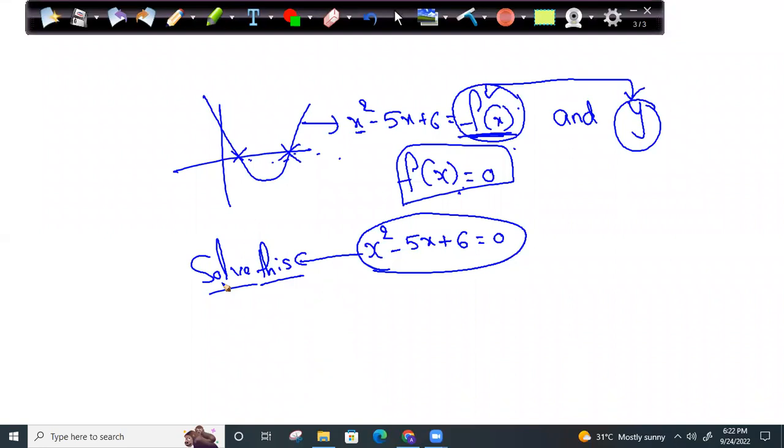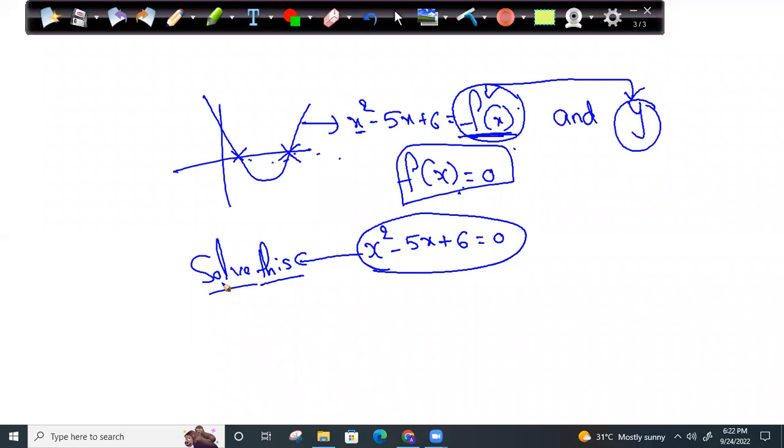If this is the equation, how do you solve this? Tell me your own methods. You can unmute and tell me how you solve this. You definitely know, you have done this in 8th, 9th or 10th class. How do you solve x square minus 5x plus 6 equal to 0? You should speak out.